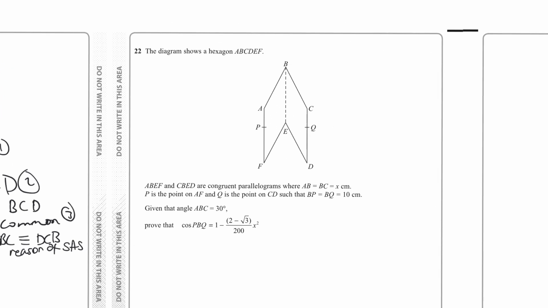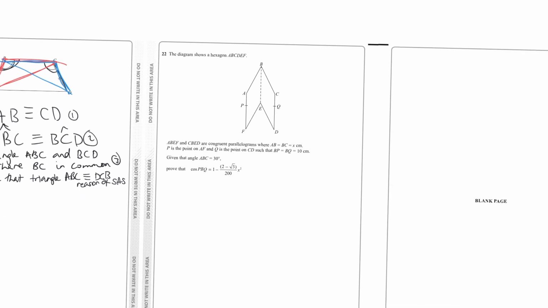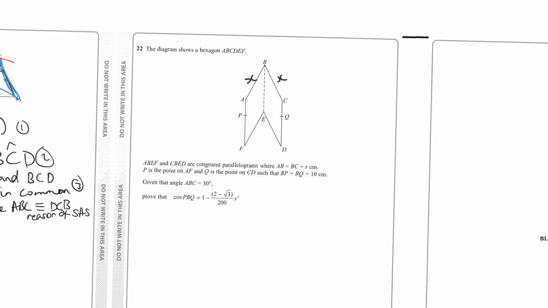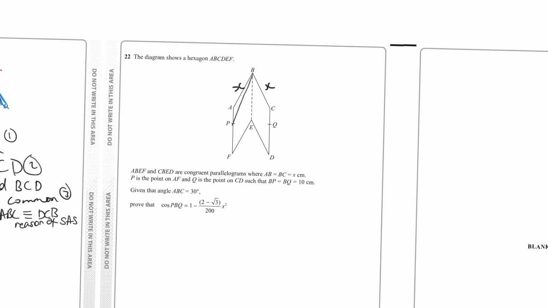And then last but not least, question 22. So in terms of answering question 22, the first thing that we're going to do is basically plot everything out. So it says that AB is equal to BC, which is equal to X. Then it says that, so if I zoom in, P is a point on AF and then Q is a point on CD, such that PB and PQ are 10. So they are 10. Then it goes on to say how the angle at ABC is 30 degrees.